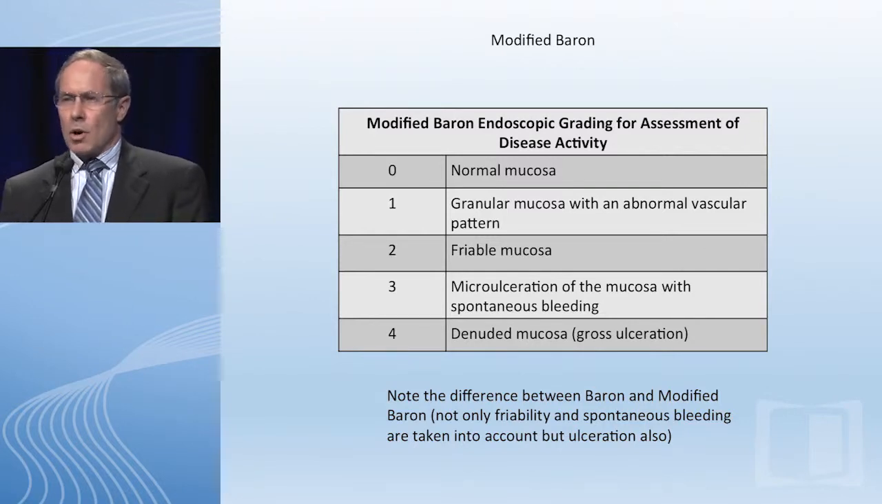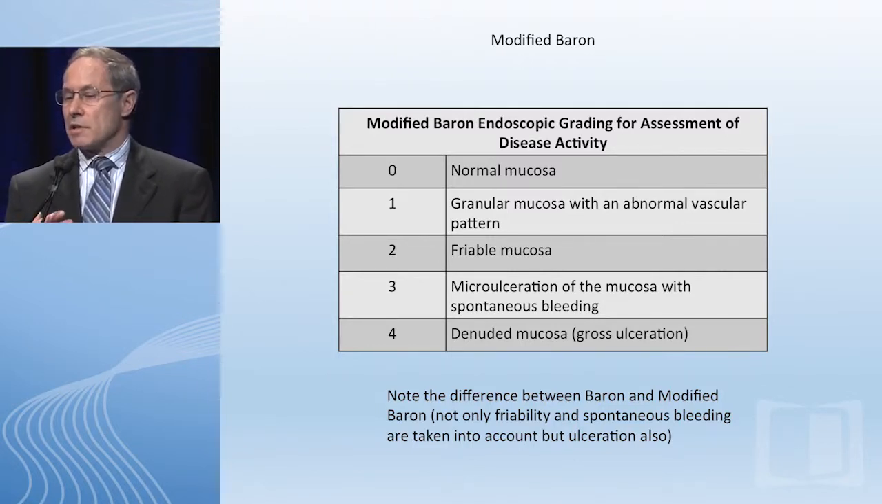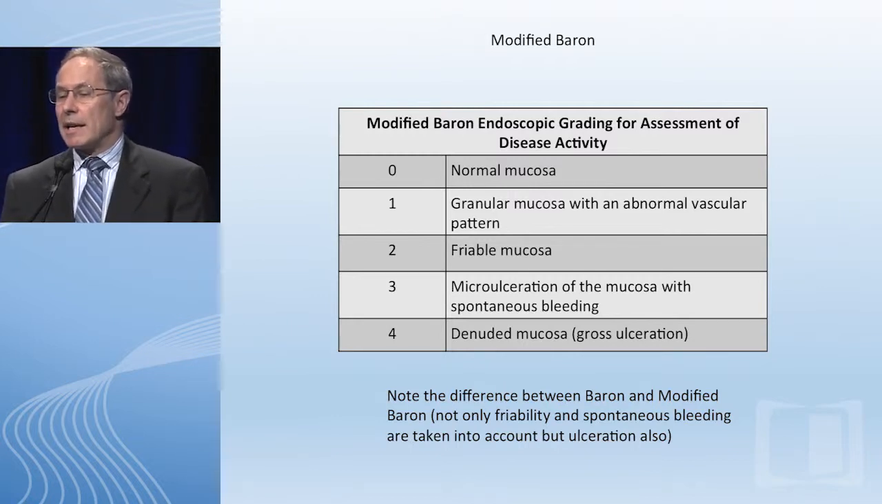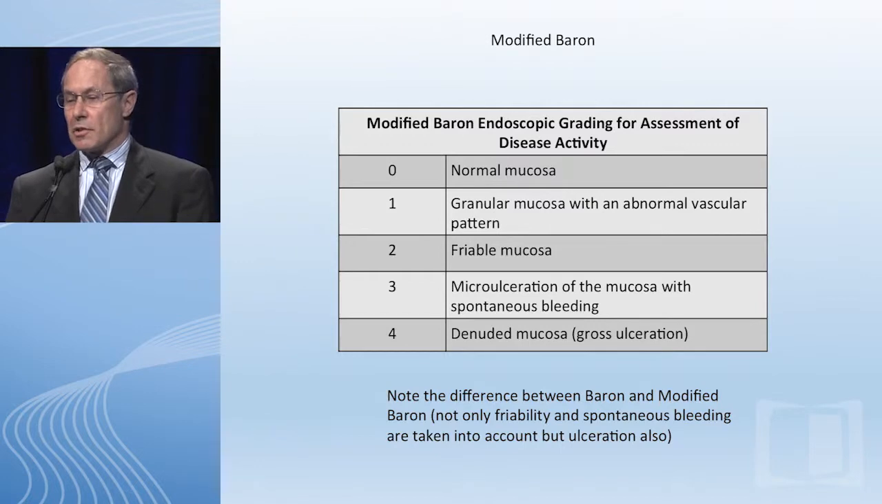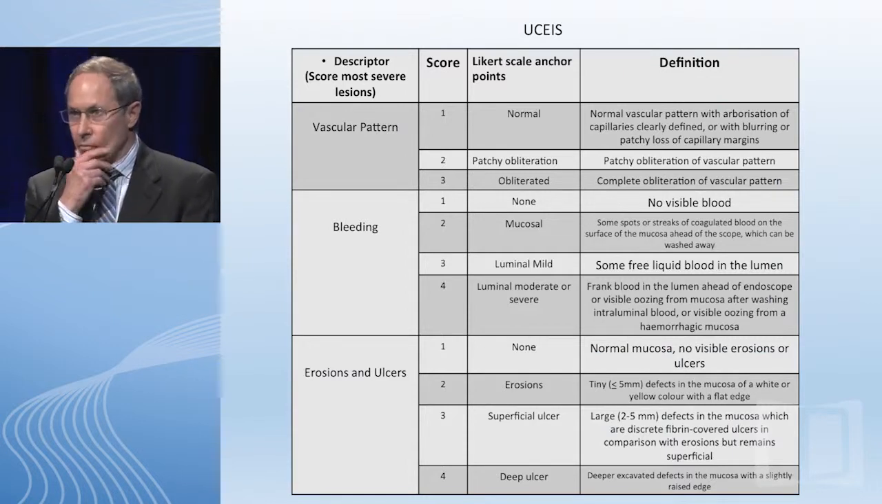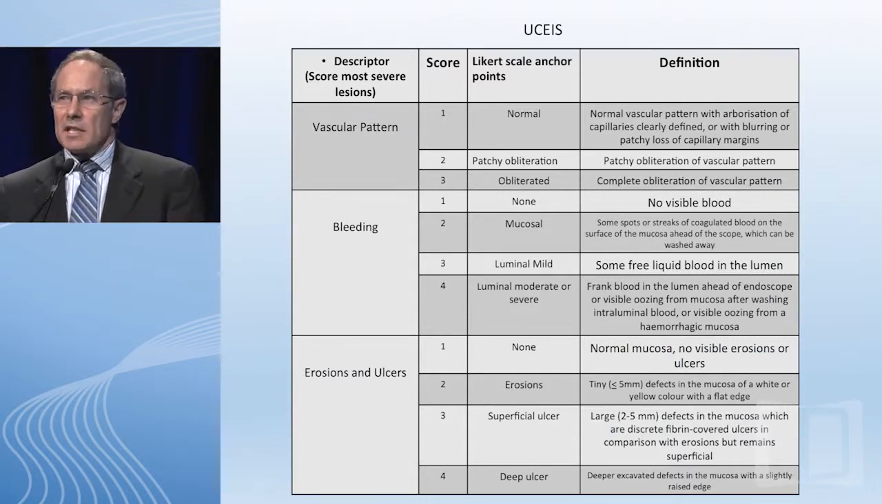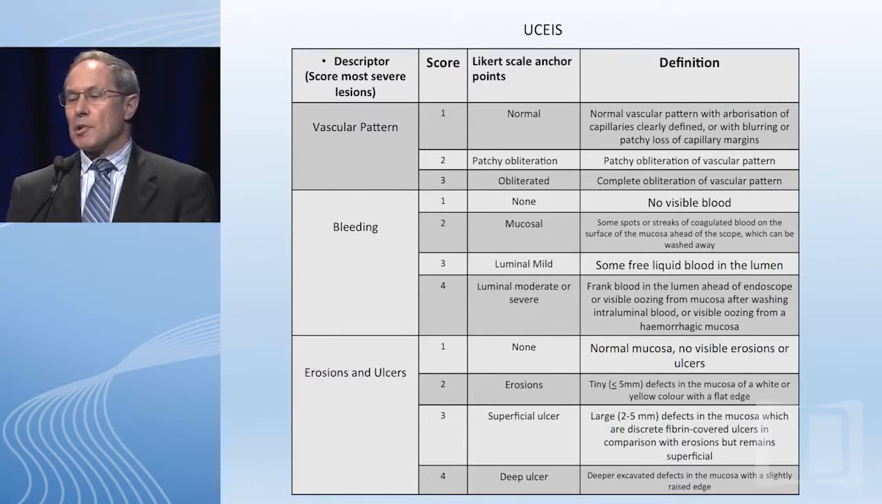Subsequently, the Barron score was modified, thereby termed the modified Barron score, where the scores of 3, which again is more severe, and a score of 4, which is most severe, included micro-ulceration and gross ulceration on top of the lesser grades seen below. The UCEIS, which Gary referred to earlier, is, again, the most comprehensive score that exists.